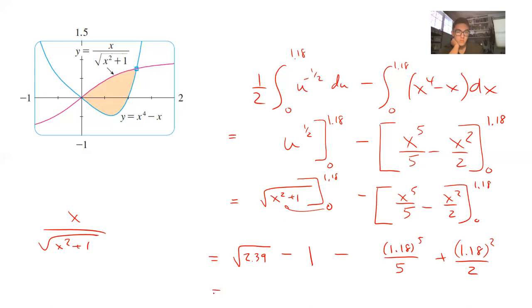On your calculator, can you set this up? The square root of 2.39 minus 1 minus 1.18 to the 5th divided by 5 plus 1.18 squared divided by 2. We distribute the negative here and then the negative there. The only reason why that worked well is because we had a 0. We good? And so we're approximating it. So I guess we should put in approximation like this.